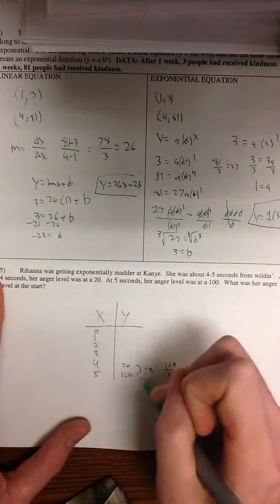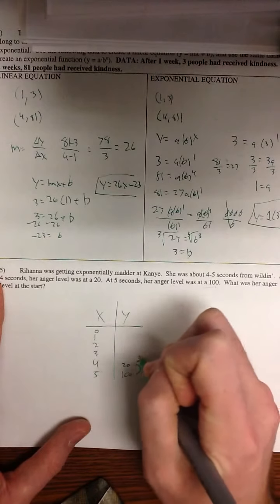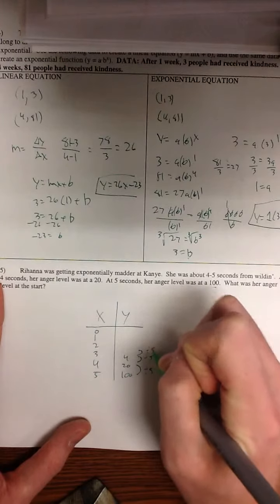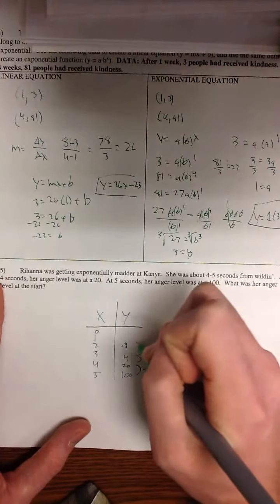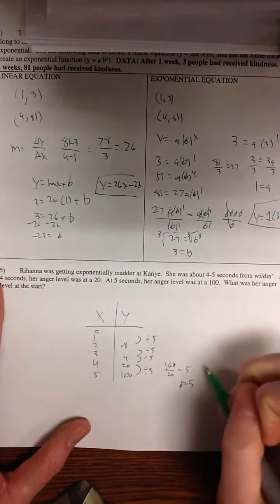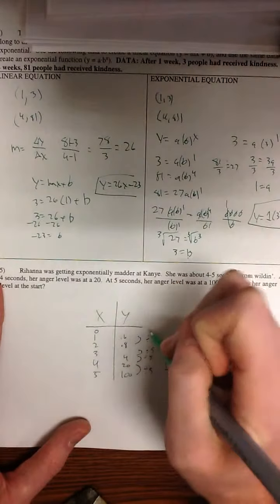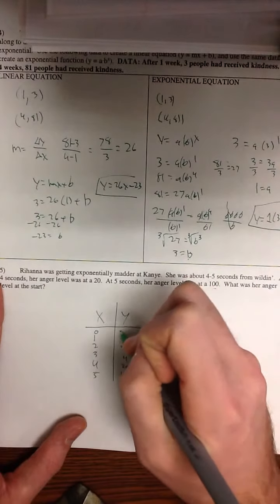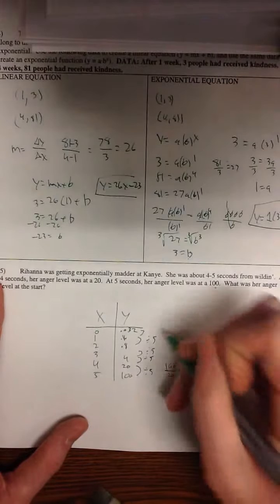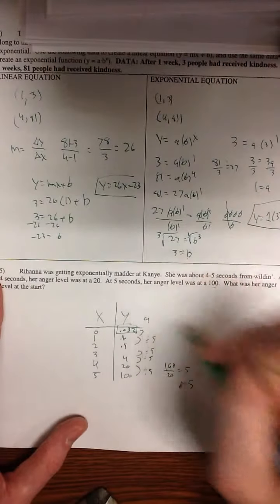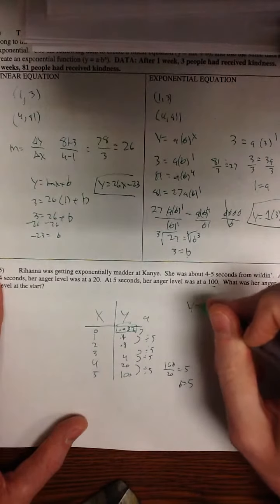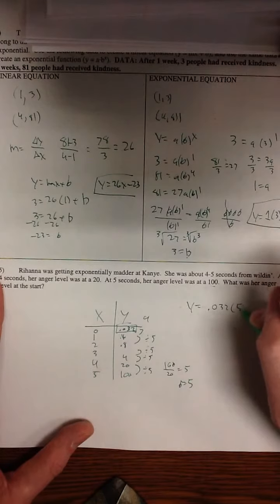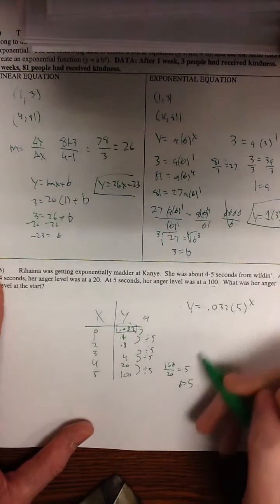So I'm going to step back. 20 divided by 5 is 4. I'm going to step back. 4 divided by 5 is 0.8. I'm going to step back. 0.8 divided by 5 is 0.16. I'm going to step back. 0.16 divided by 5 is 0.032. And I know that this is my a value. So I've got y equals 0.032 times 5 to the x would be my equation.